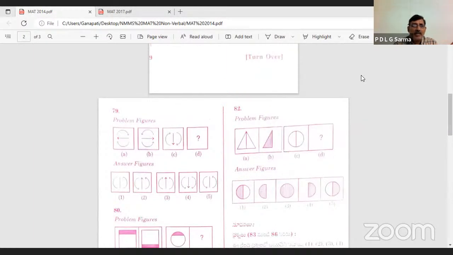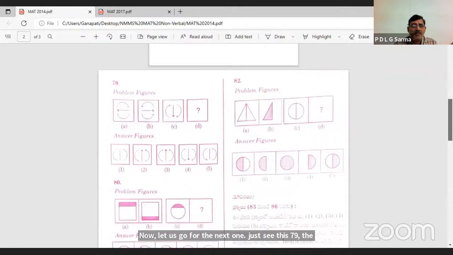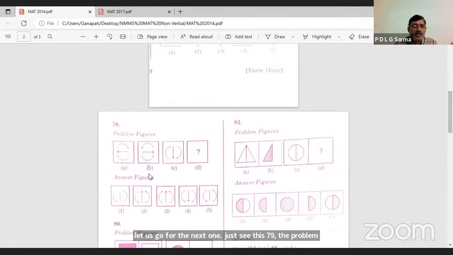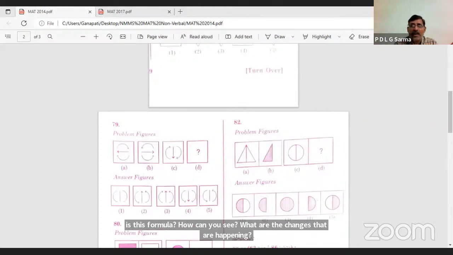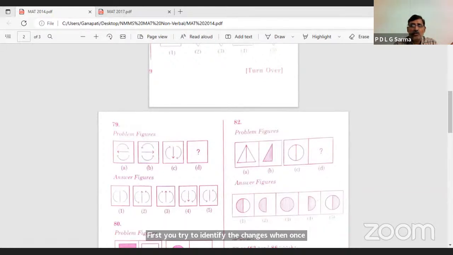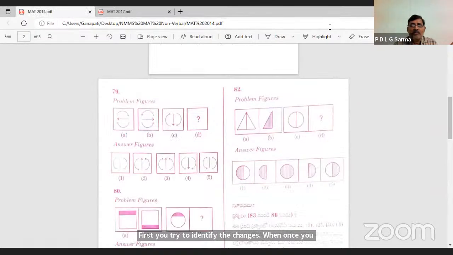Now let us go for the next one. Just see this 79th problem. Focus. How is it formed? You just observe. How is this formed? What are the changes that are happening? First, you try to identify the changes. Once you understand that, it will be easy for you to solve such types of problems.